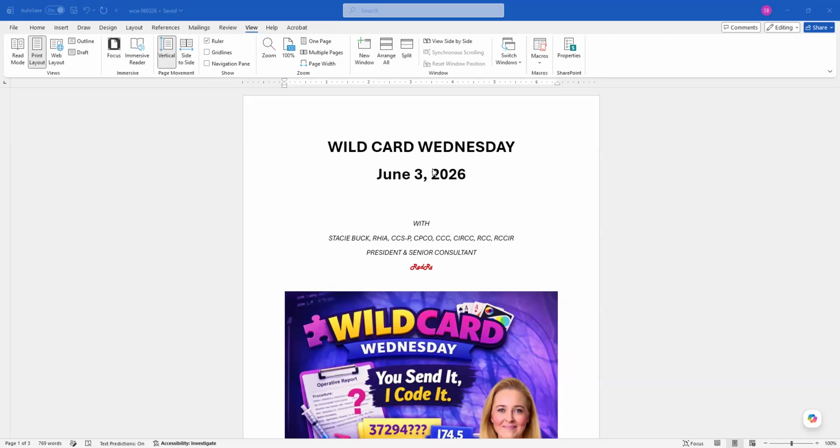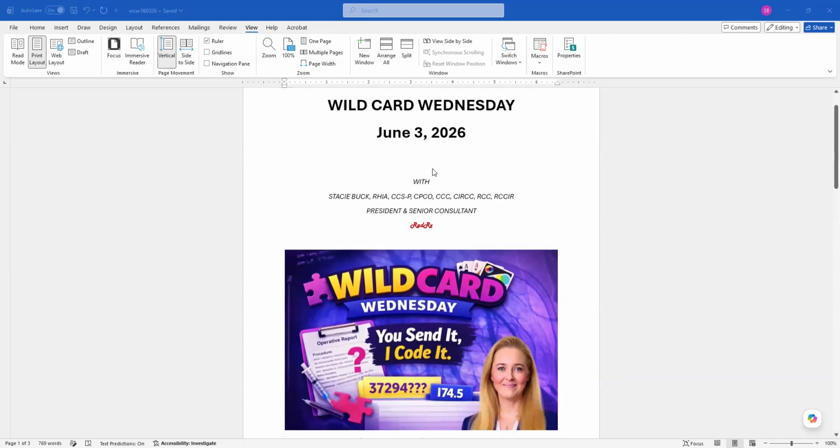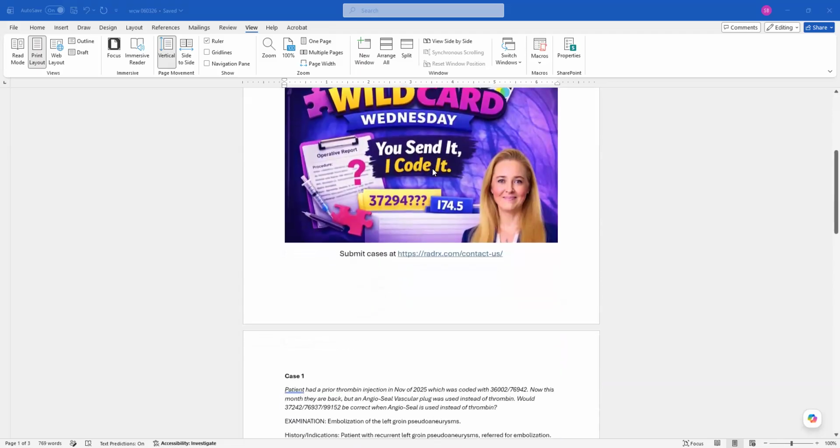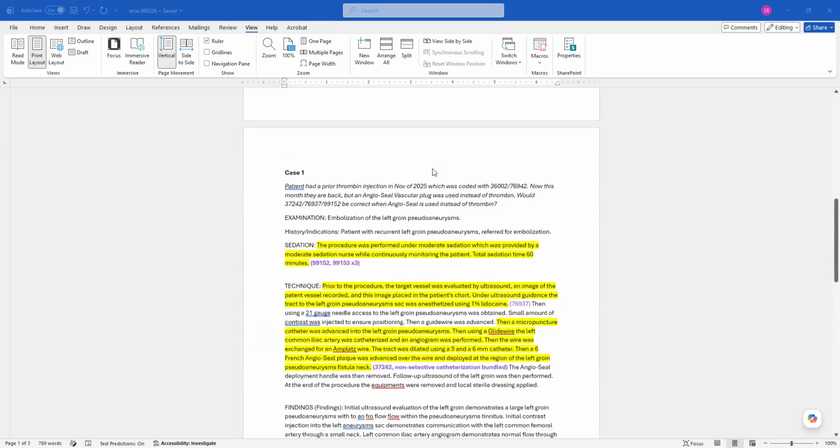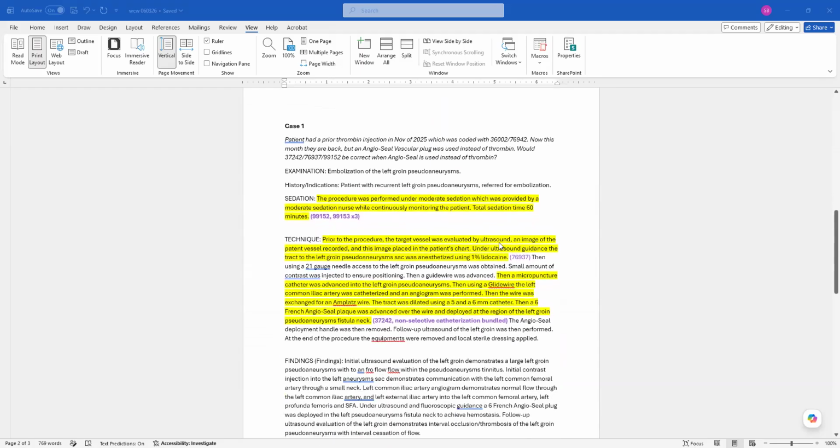So I am back again with another edition of Wildcard Wednesday, and I have two cases that I'm going to feature this week. And actually, these are shorter cases and a little more straightforward. And I'm thankful because I am buried under a huge audit this week. Okay, so let's go ahead and take a look at the ones that came in.